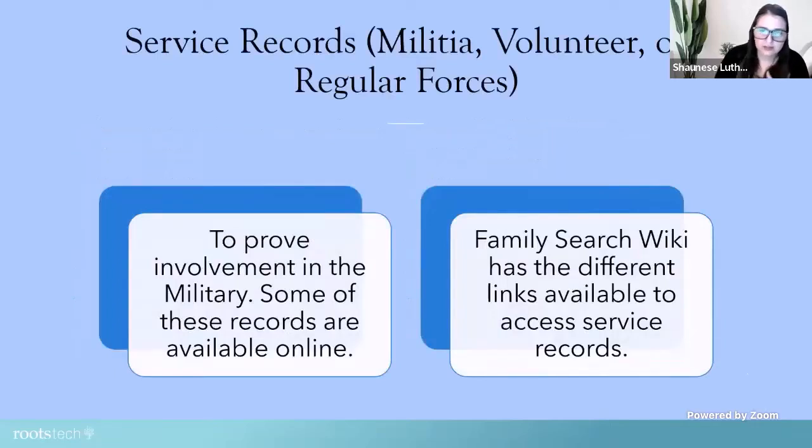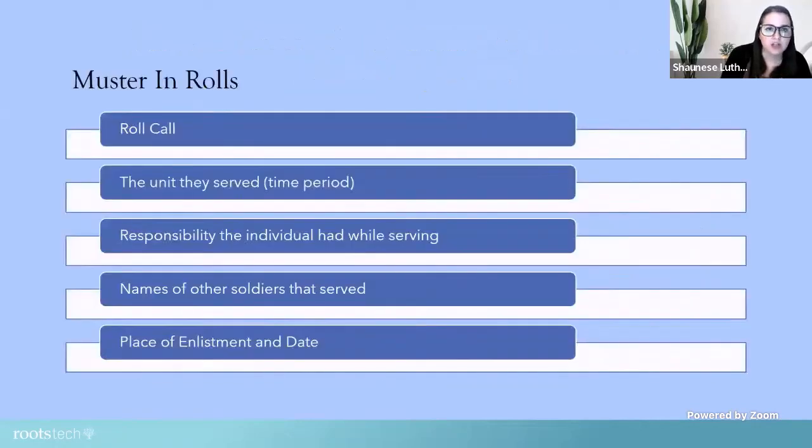So the service records, the militia, the volunteer, the regular forces, these records are proving their involvement in the military. If you suspected they served in the military but you weren't sure, and you find a service record, this gives you proof that they did serve. Some of these records are available online. The best way to find them online is to go to the FamilySearch Wiki. The National Archives would have them as well, so you can always contact the National Archives and ask for more information about the service records.